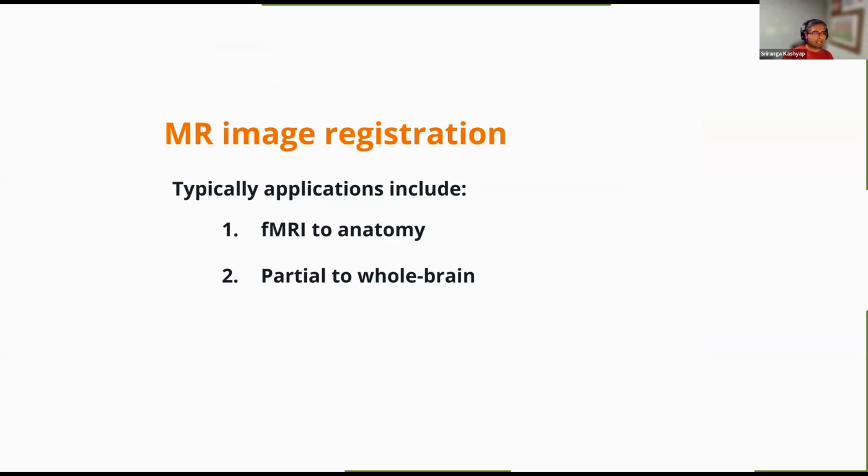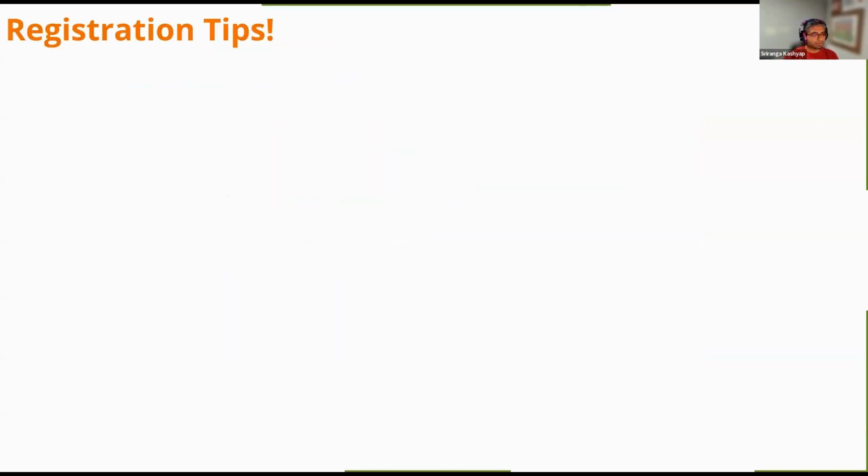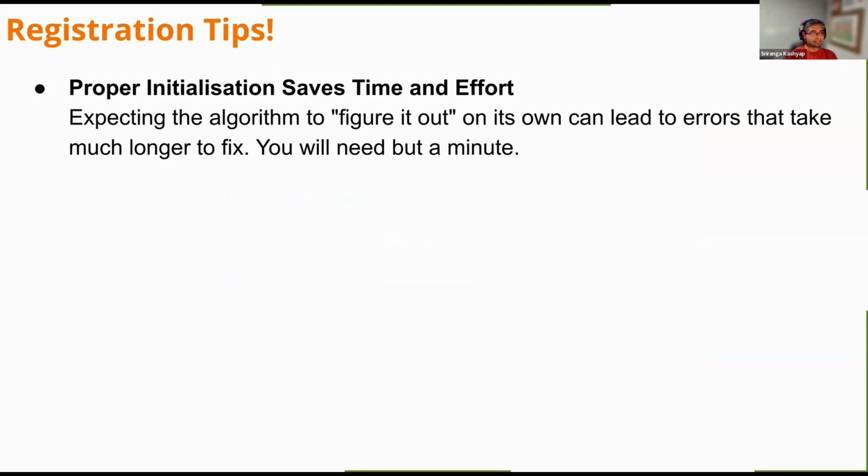Now, MR image registration. I think I am okay for time, but I'll try to be a bit quick, but you can slow me down in the recording later. So I'll only talk about 2 applications, fMRI to anatomy and partial to whole brain. Again, problems that you might not see in YouTube tutorials. Important tips: proper initialization of your registration, super important. If you're expecting the algorithm to somehow understand what you want, it will not work. So help it along. The algorithm is dumb.